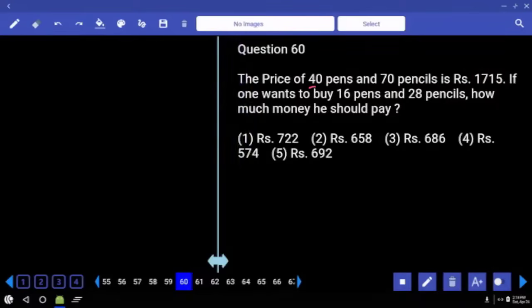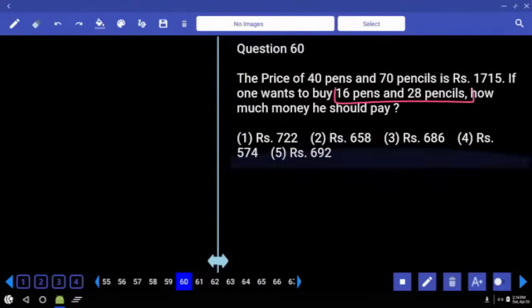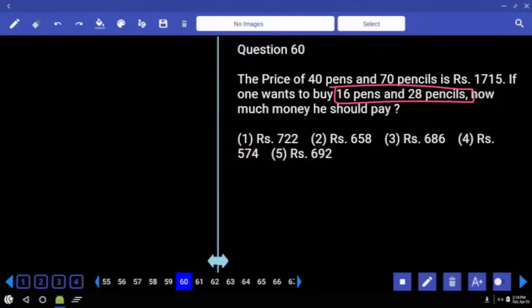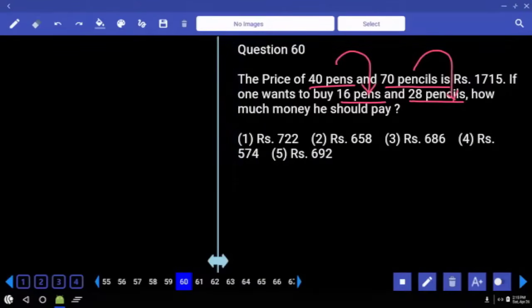This is the information given to us, and this is our question. Are you okay? Whatever proportion the number of pens follows in the information and in the question, if pencils also follow the same proportion, we will get the answer. Otherwise the answer is cannot be determined. I'll tell you. How many pens do we need to calculate? 16. In the information, how many pens were given?